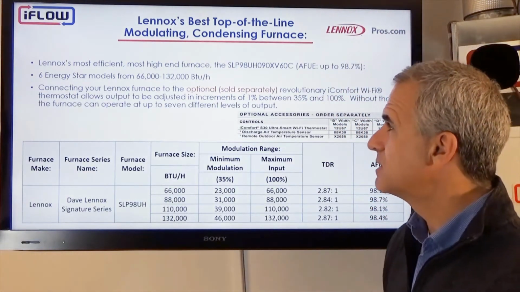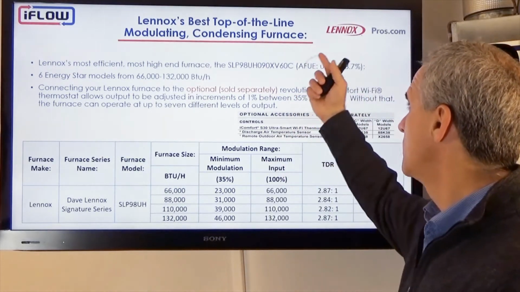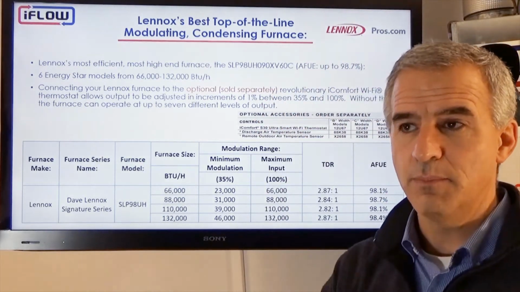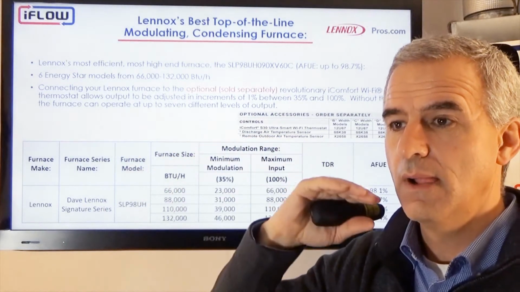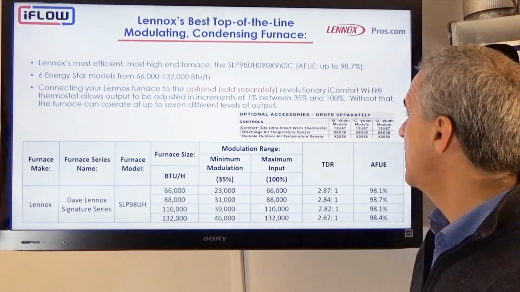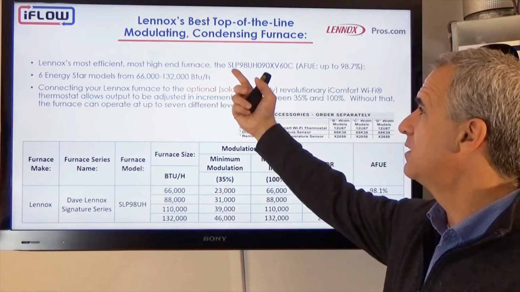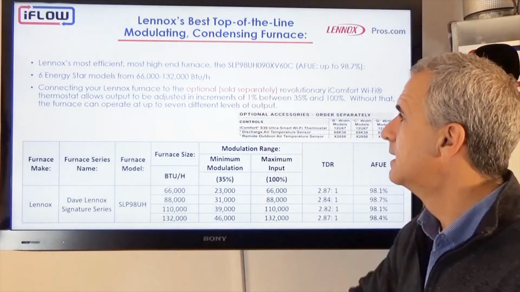So that was the Carrier. Now let's look at Lennox. And again, I was just looking at the very top of the Energy Star performers in terms of efficiency. This has an AFUE of 98.7. It's the Lennox SLP, so Signature Lennox Premium unit.